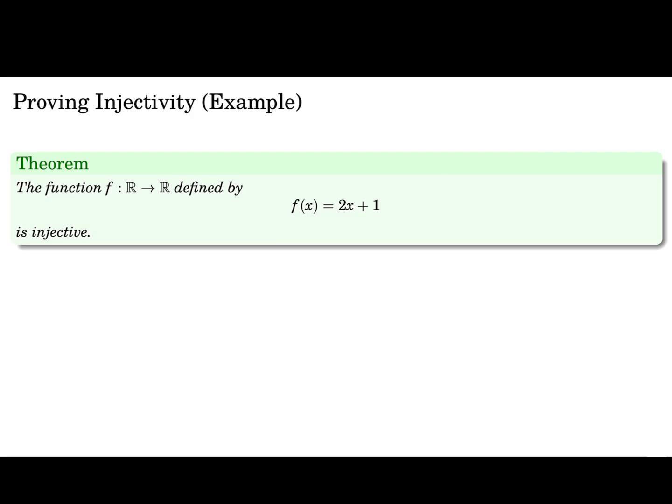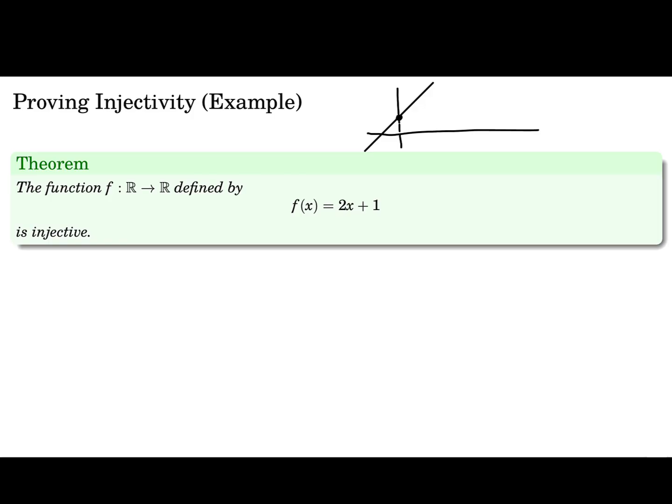Suppose we want to show that this function from the real numbers to the real numbers, defined by f(x) equal to 2x plus 1, is injective. First, let me state that if you were to plot this function, it would look something like this. It is a line, and when x is equal to 0, it passes at 1, and it has slope 2. So it's going to be some line like this.